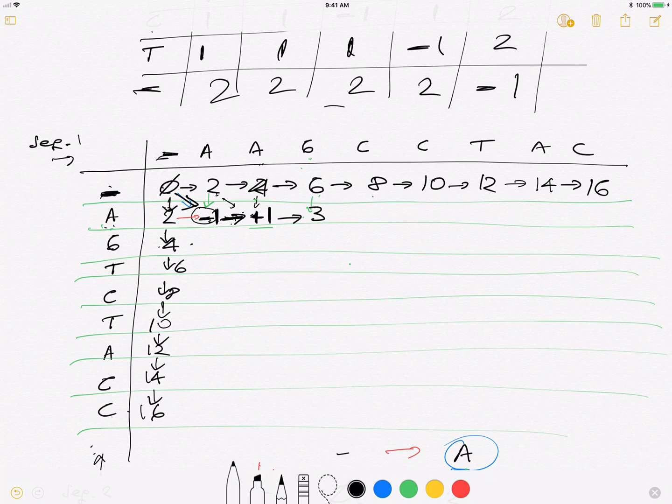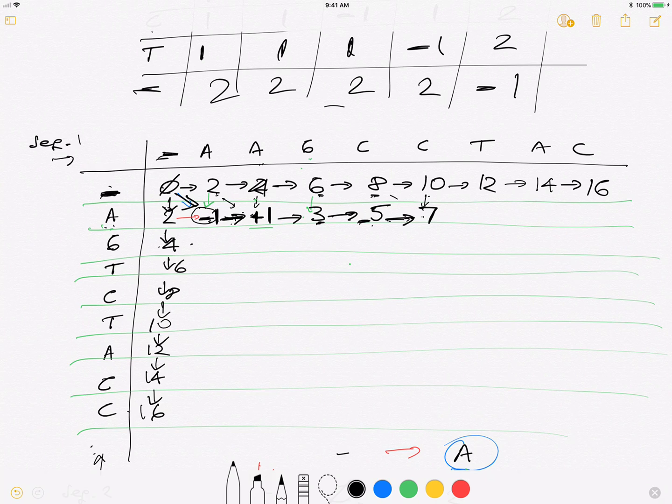What about this guy? In order to reach this point, I can either go from here or from here or from here. The cheapest would be this way, because it increases the cost only by 2. What about here? If I go this way, the cost will increase by 2. If I go this way, by 1. If I go this way, by 2. So the best way would be to increase to 7.